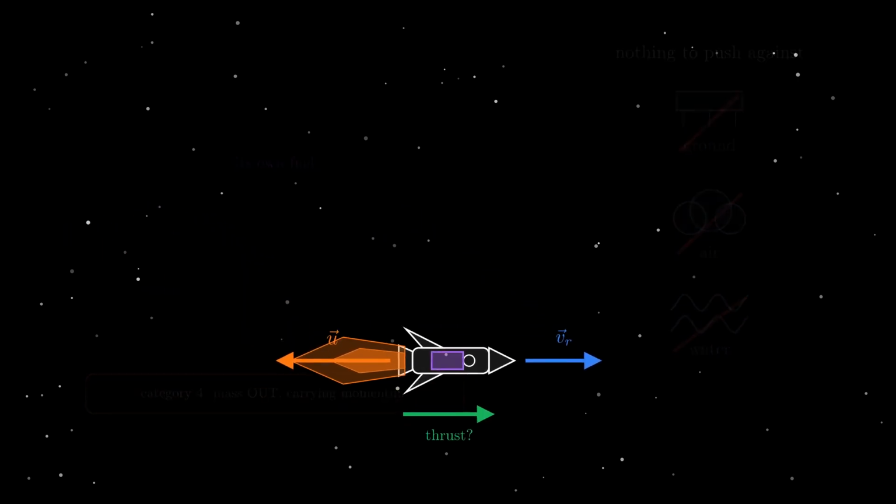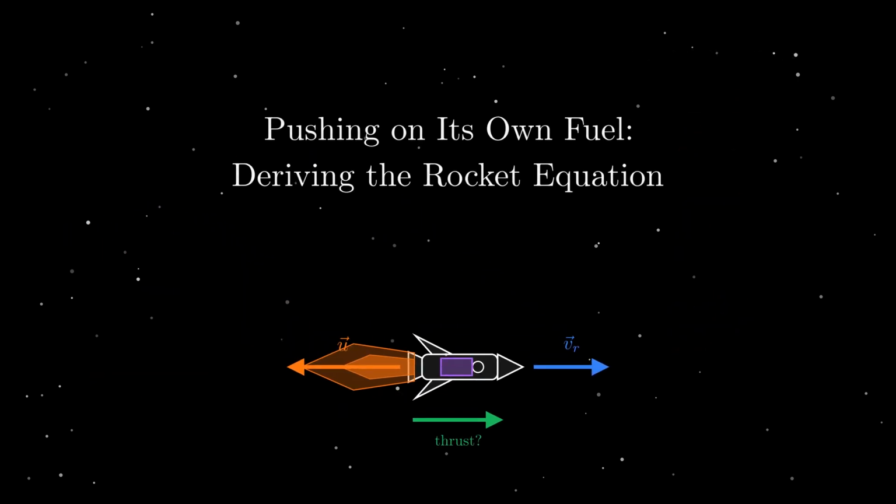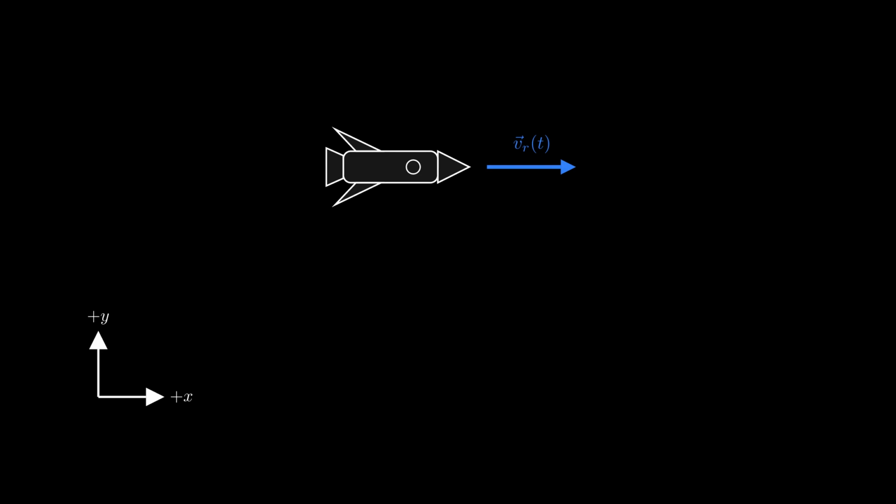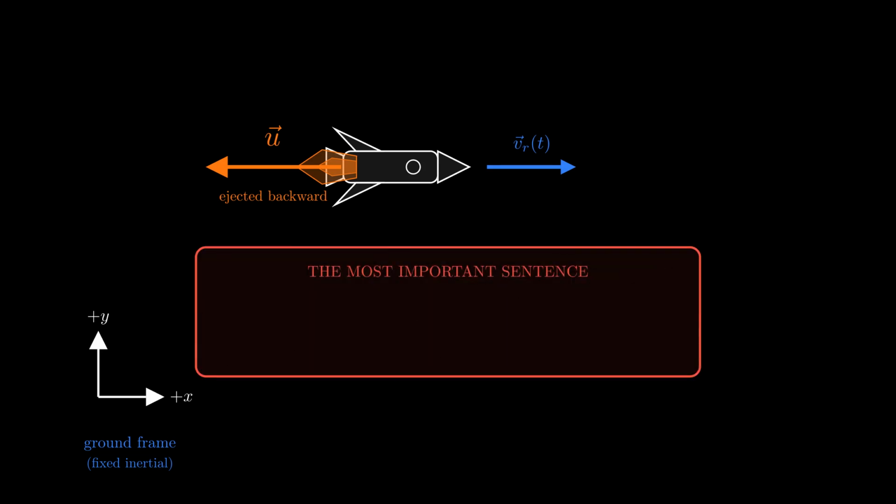This video we derive the equation governing that thrust, the rocket equation, and find inside it exactly where thrust comes from. Here is the setup. At time t, a rocket moves with velocity v sub r of t, measured in a fixed inertial frame. Call it the ground frame. Its engine burns fuel continuously and ejects the exhaust backward with velocity u. And here is the most important sentence of the derivation. U is measured relative to the rocket, not the ground.